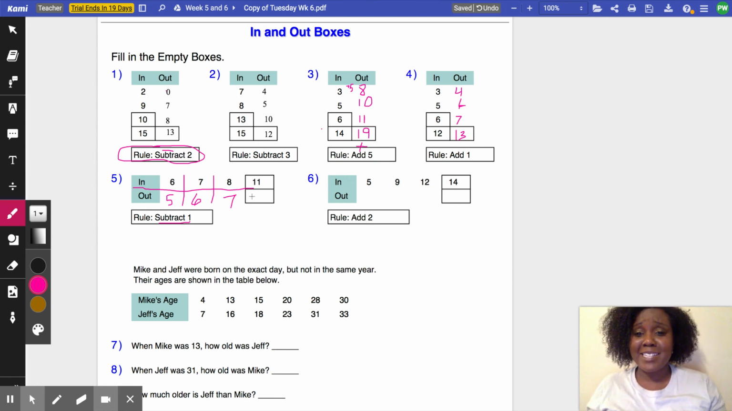11 minus 1 is 10. On the next one, the rule says add 2. So if your input is 5 and you add 2, you get 7. 9 plus 2 is 11. 12 plus 2 is 14. And 14 plus 2 is 16.